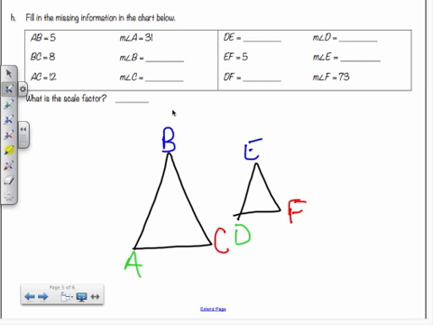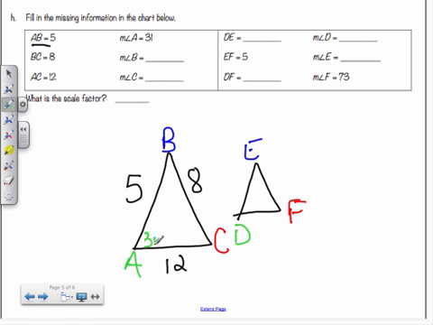I'm going to label the information that's given to me. The first piece of information I know is AB is 5, so in my diagram, I'm going to label this as 5. I also know that BC is 8, so I'm going to label that as 8. And then I know that AC is 12, so I'm going to label this down here as 12. I know that the measure of angle A is 31 degrees.